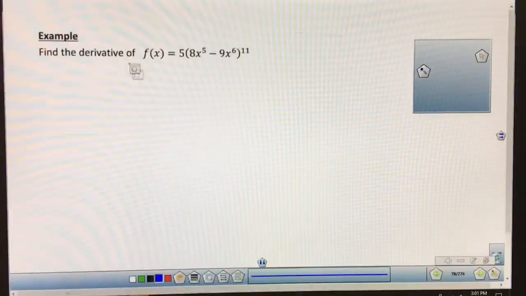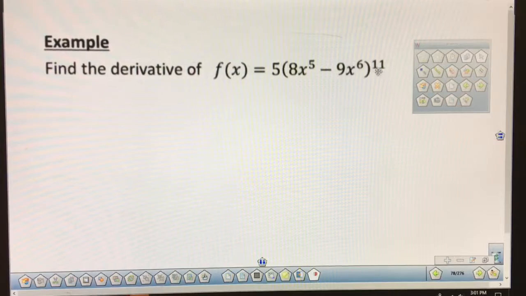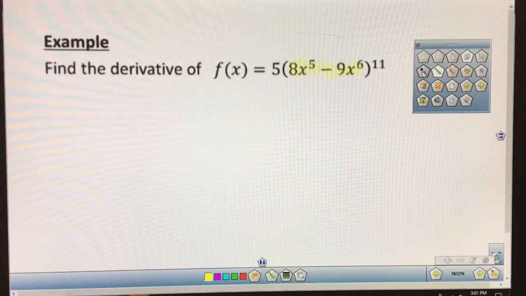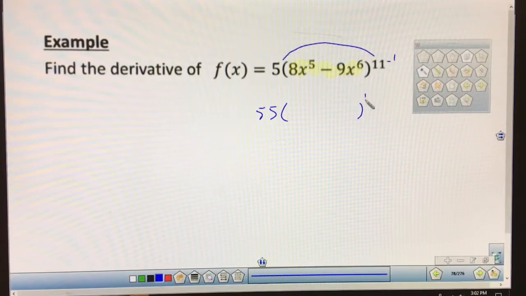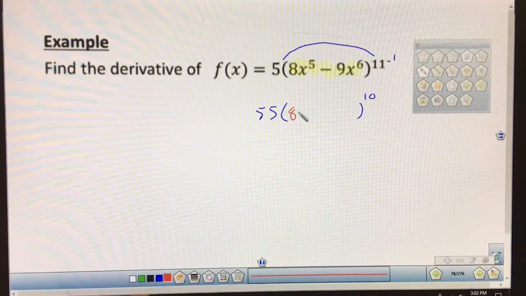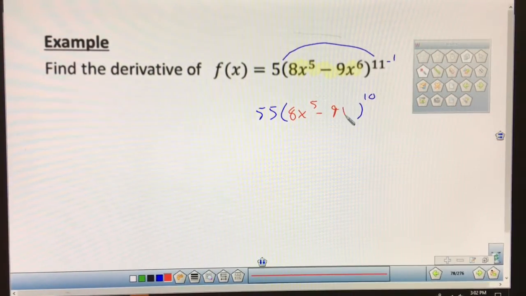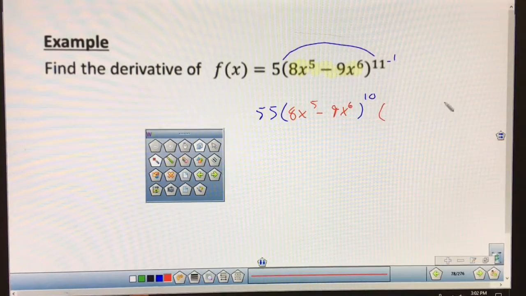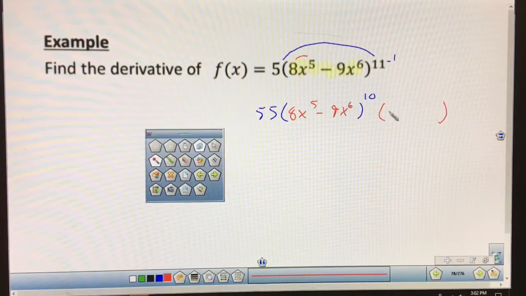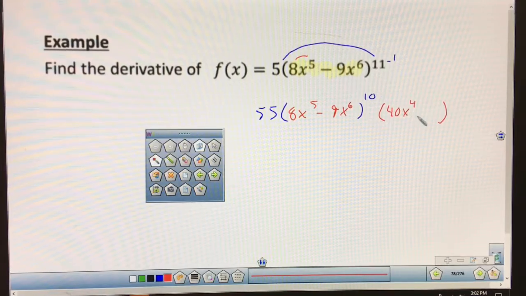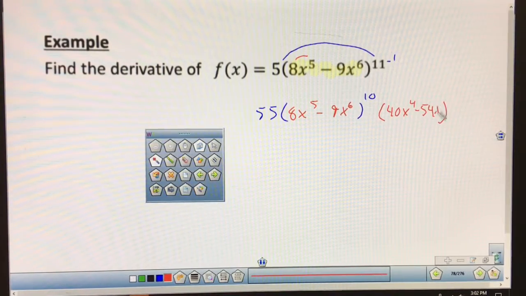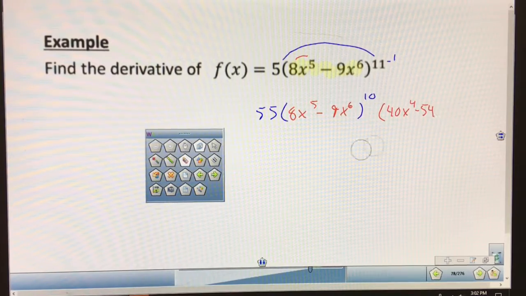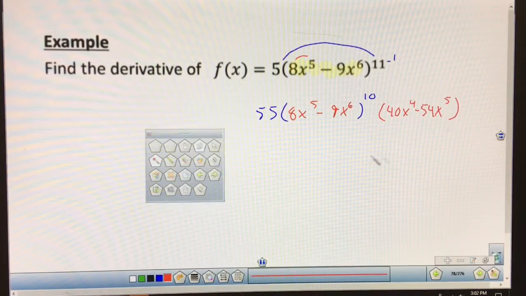This is actually called the chain rule. It's got a name. But I'm just going to take the derivative of the outside and do 11 times that. That's going to be 55 minus 1, to the 10th. So inside of there, I'm going to re-put in the 8x to the 5th minus 9x to the 6th. And then outside of that, I'm going to tack on the derivative of the yellow stuff. So inside derivative is 40x to the 4th minus 54x to the 5th. Final answer.